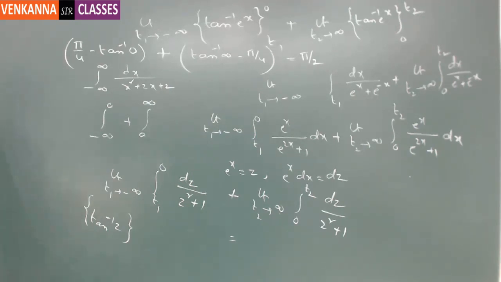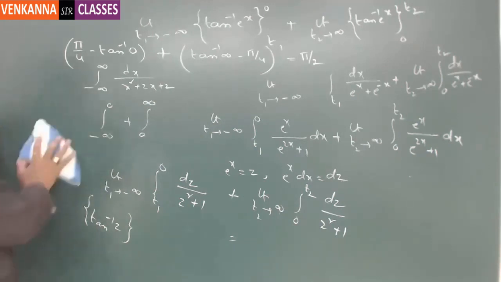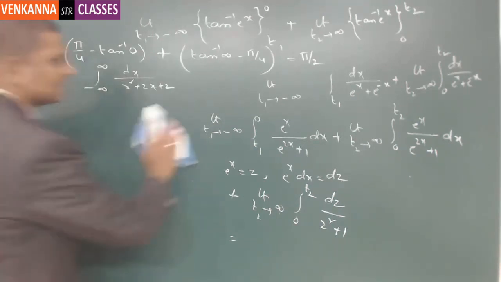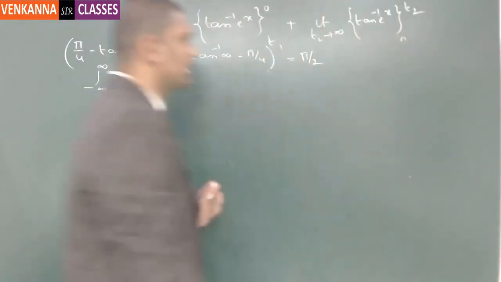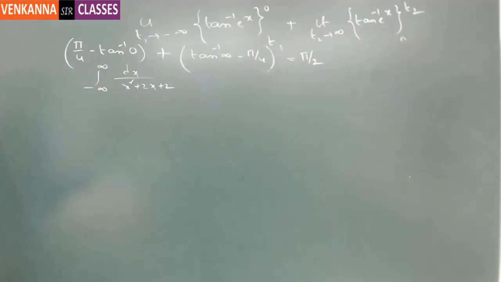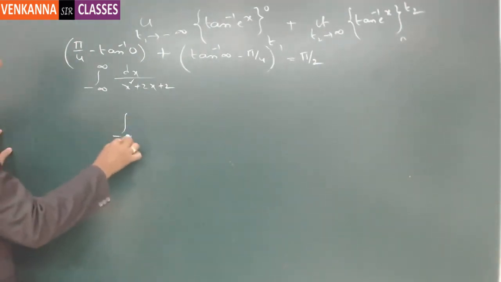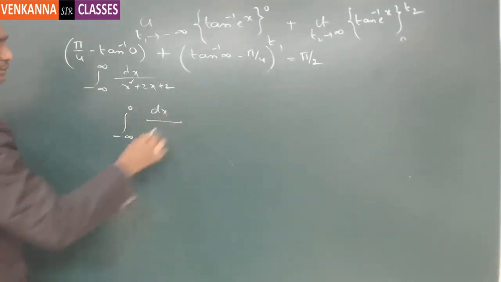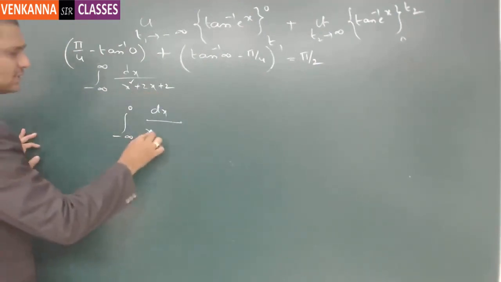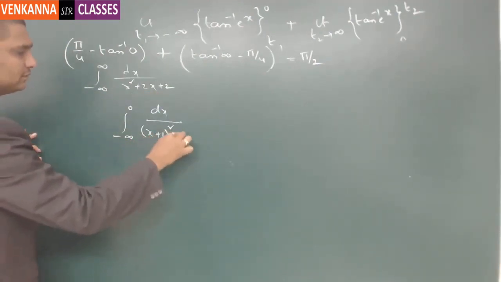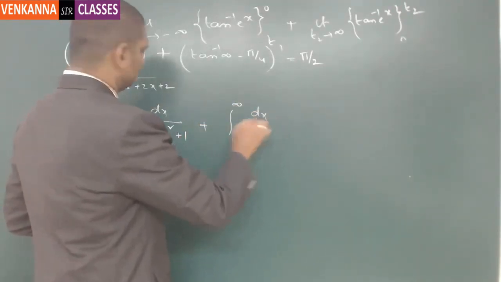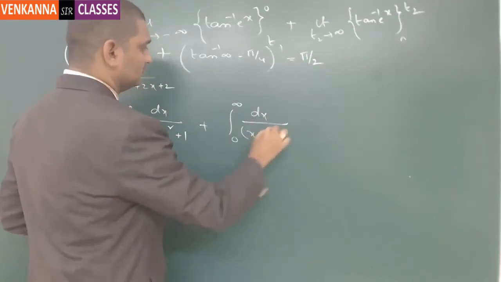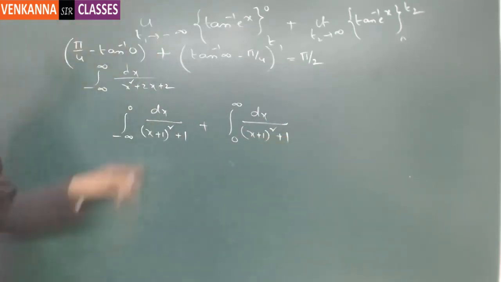Right. So for the third one also, we go for the split, minus infinity to 0 and 0 to infinity. And the integration is very simple because this part can be written as... do you accept the denominator part?